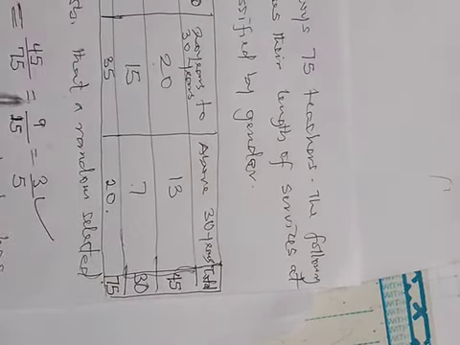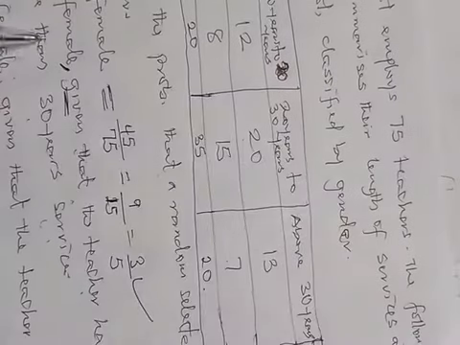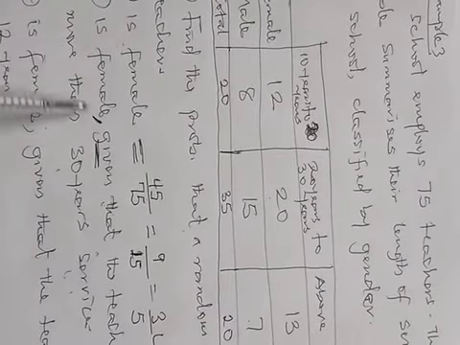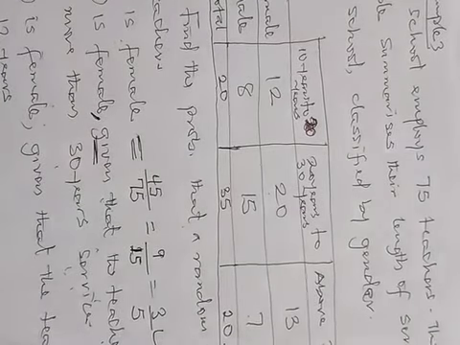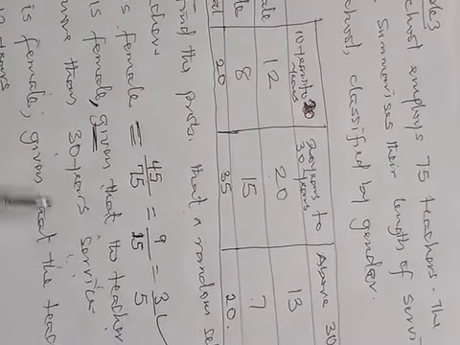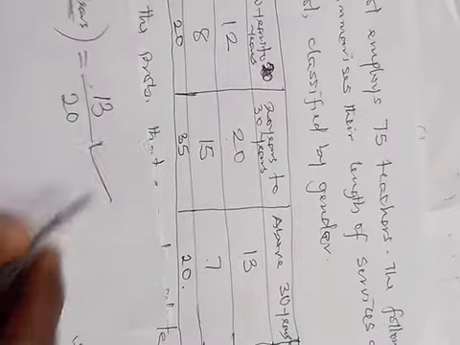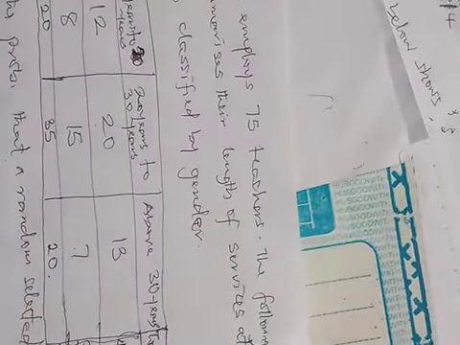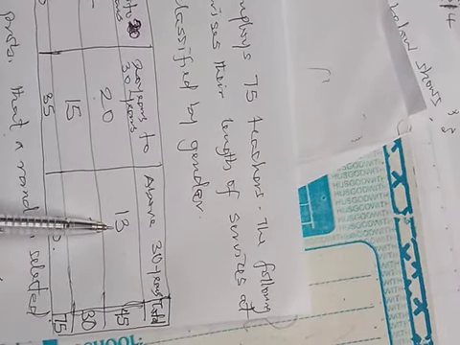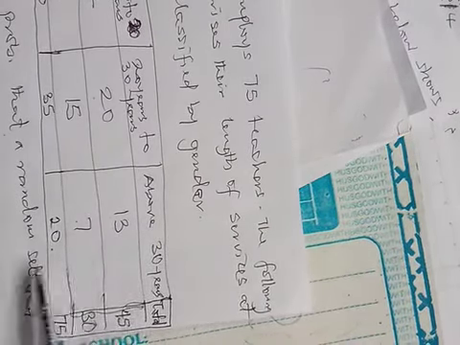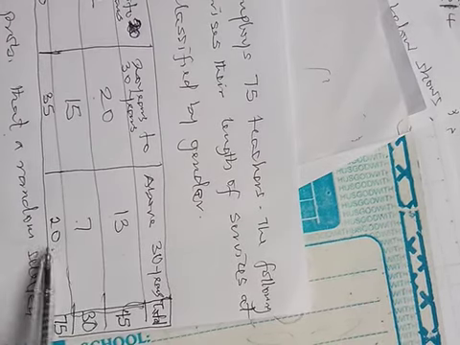The question says we should find the probability that the person chosen will be female, given that the teacher has more than 30 years in service. That means we are selecting from those with more than 30 years in service. So we have females in that category. The intersection is 13, while the total number of people above 30 years in service is 20.